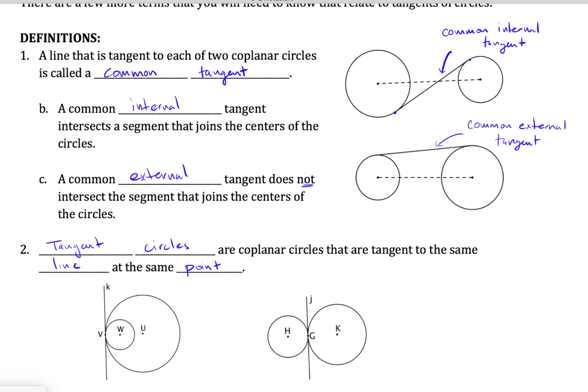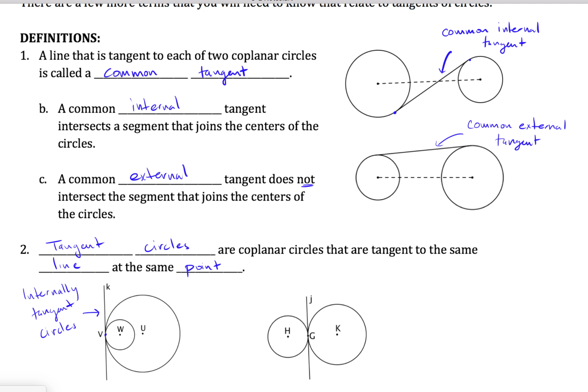Down here we have a couple examples of tangent circles. We have these two circles, one of them inside the other, that are both tangent to line K at point V right here. And because this littler circle is kind of inside this bigger circle, this is an example of what we would call internally tangent circles. Those are called internally tangent circles.